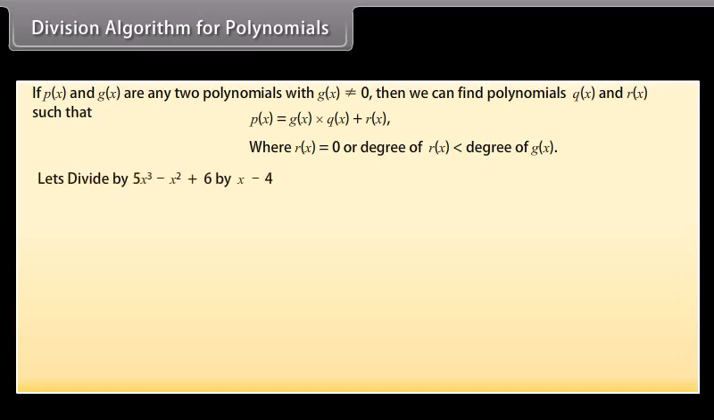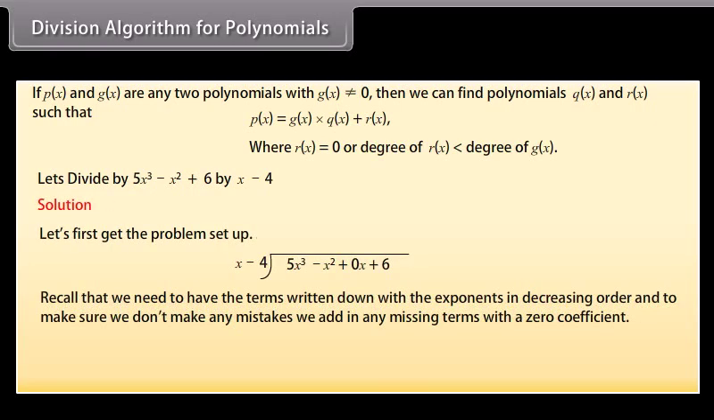Let's divide 5x cubed minus x squared plus 6 by x minus 4. Let's first get the problem set up. Recall that we need to have terms written down with the exponents in decreasing order, and to make sure we don't make any mistakes, we add in any missing terms with a 0 coefficient.